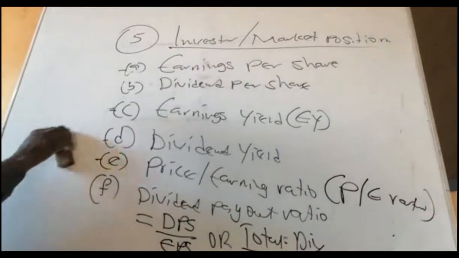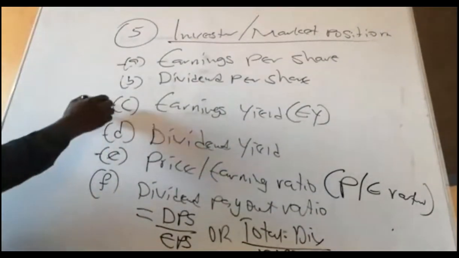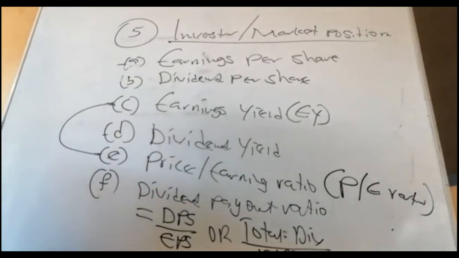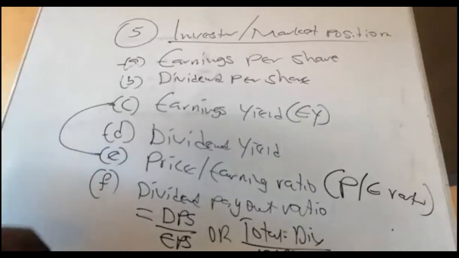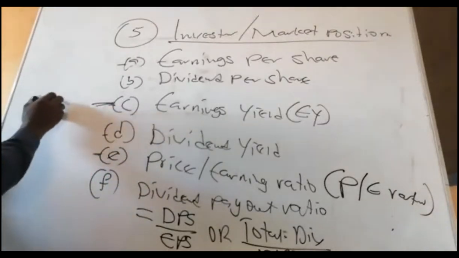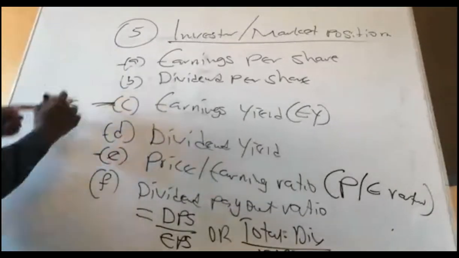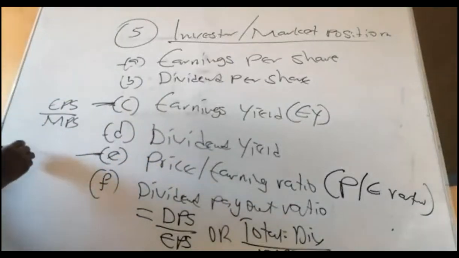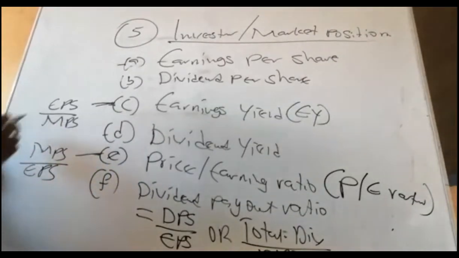Now let's quickly look at where we got to. We said that the earnings yield and the price earning ratio are the inverse of each other. If you turn the formula upside down, you get the other. Earnings yield is earnings per share over market price per share. If I turn this upside down, I get the P/E ratio, which is the market price per share over the earnings per share. Have you seen? One is the opposite of the other.